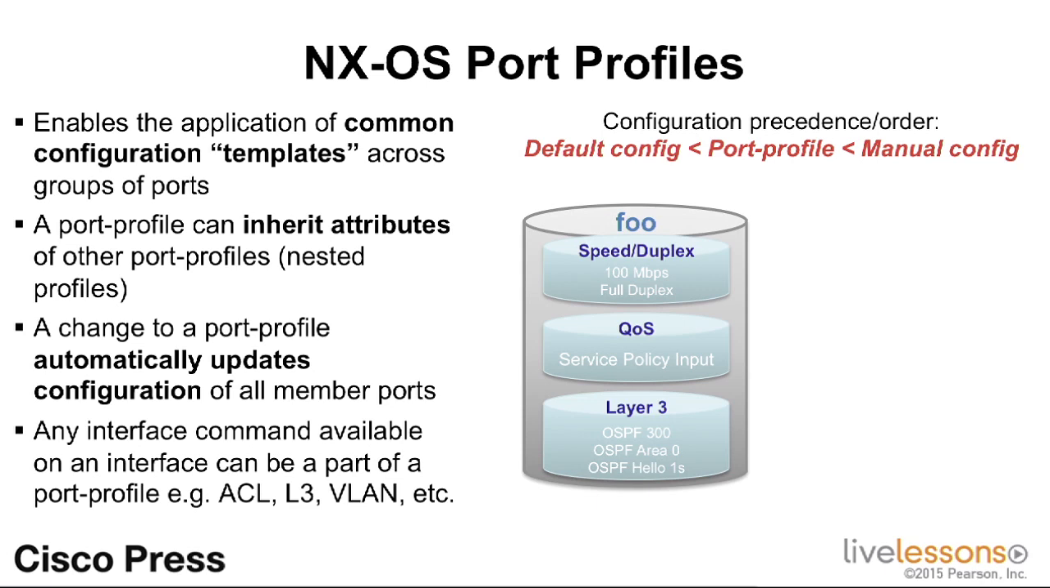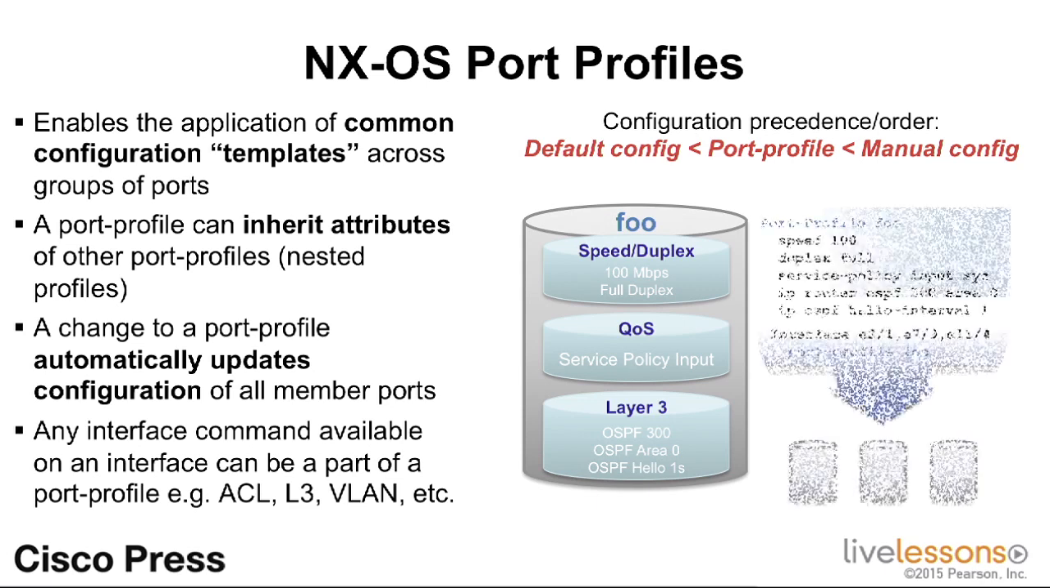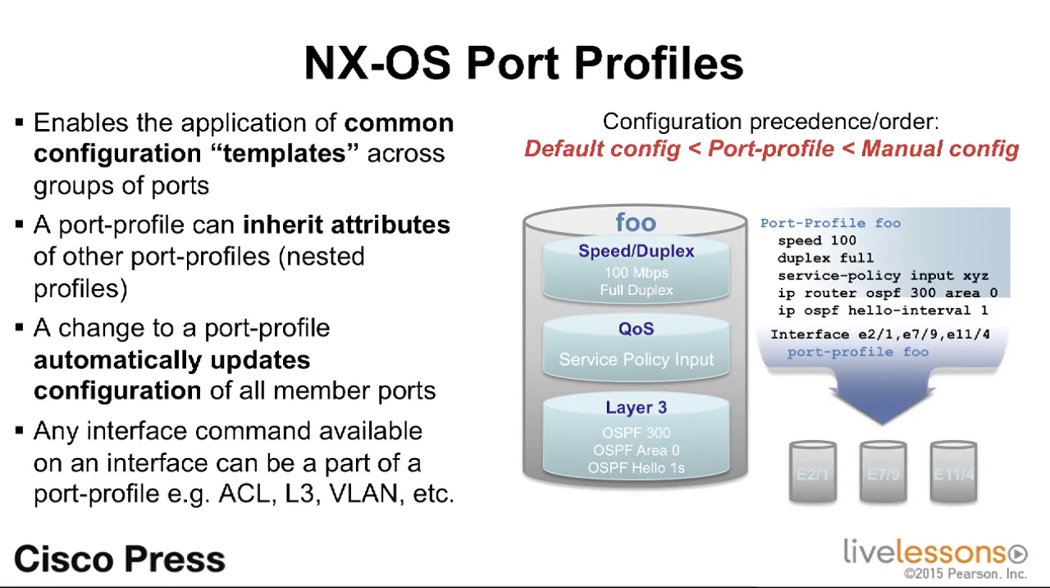So if we had a port profile called foo, we can see some of the configuration that would be associated with it. So this port profile foo, again, would set the speed duplex, set QoS, and set some layer 3 attributes. So you can see here the configuration is much like you would configure an interface, except you configure it under the port profile, right? And then on the interface itself, you configure that interface to inherit the port profile foo. And you can configure that for as many interfaces on the system as you wish.